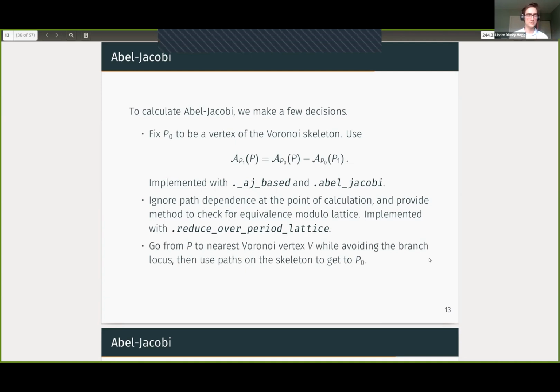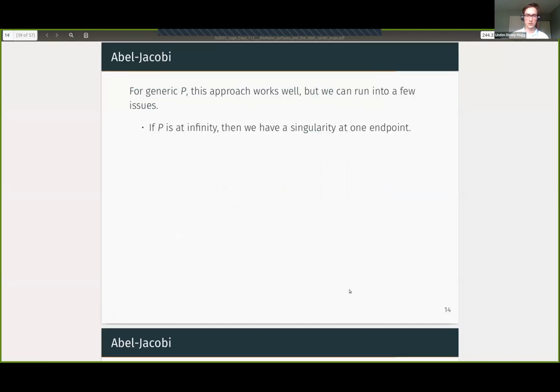Now, if our point P is not on our skeleton, we can just go to the nearest vertex, as I said, and use this path algorithm. That's going to work well. We are going to have some places, though, where this isn't going to work. So, as I said, for generic P, this works well. But if our point P is at infinity, which we know we want to be able to consider, for example, I told you about the Abel-Jacobi map based at infinity for an elliptic curve. I said that that was something we want to care about. Then we know that we actually have a singularity at one endpoint. So we can't now use this rigorous bound, because we can't actually say that we've got holomorphicity on any ellipse, or at least any ellipse that isn't just the segment itself. So this isn't going to work using our rigorous integration.